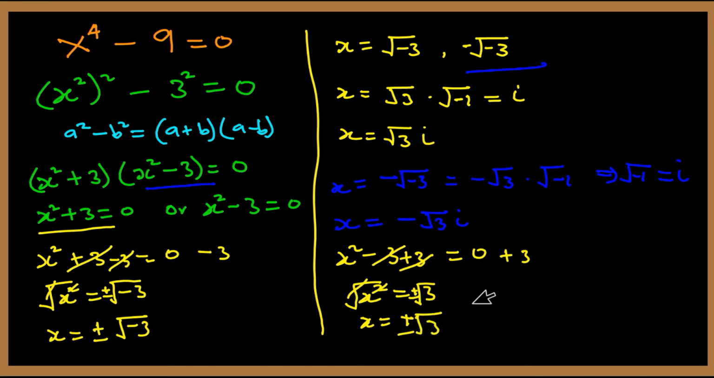So guys, the value of x from this problem is x is equal to this one, then this. So we have square root of 3 i, then negative square root of 3 i, then this one. So we have square root of 3, then negative square root of 3. So these are the values of x from this problem.